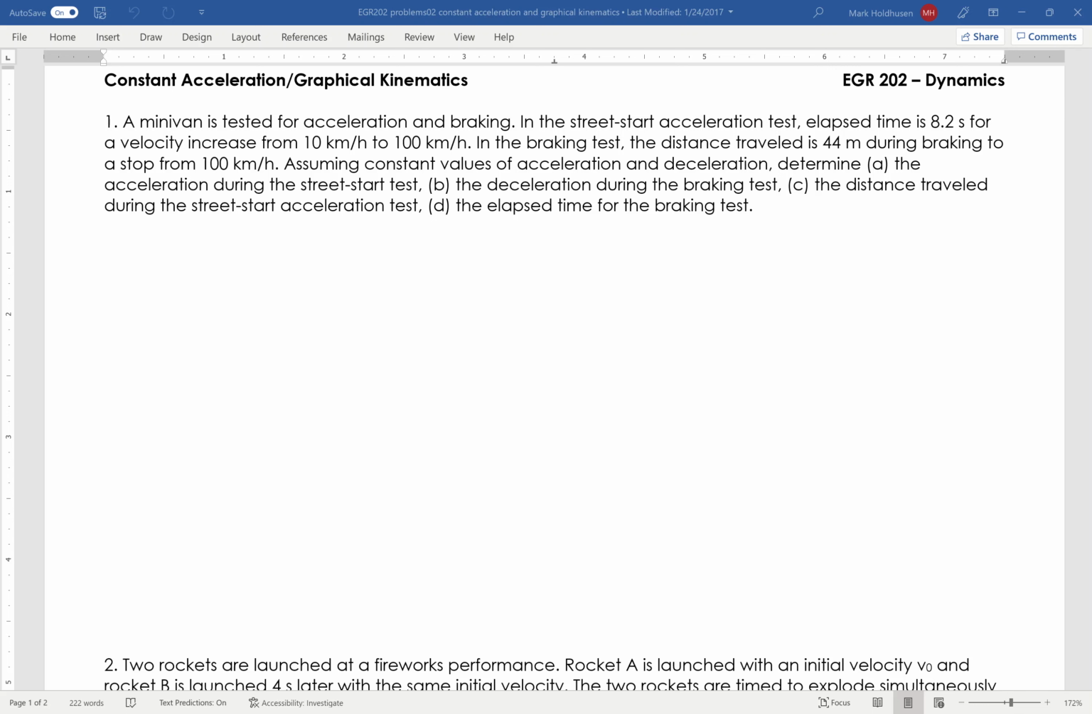Okay, we've got a minivan. It's tested for acceleration and braking. During the acceleration test, it takes 8.2 seconds to go from 10 to 100 kilometers per hour. The braking test takes 44 meters to stop from that 100 kilometers per hour. Assuming constant values of everything, determine a whole bunch of stuff, and we'll go through that as we go.